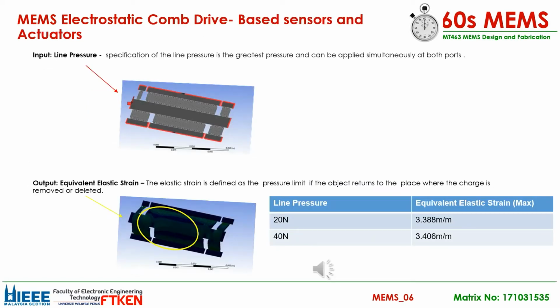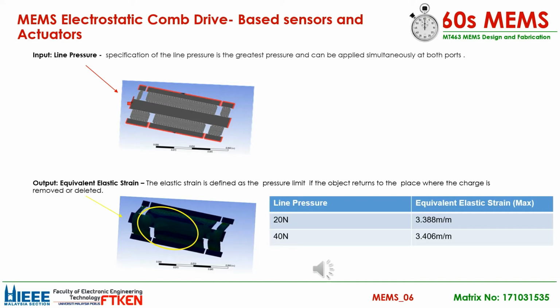So my title is MEMS electrostatic comb drive based sensor and actuator. My input is line pressure. Line pressure is a specification of a maximum pressure that can be applied to both ports at the same time. The red color one is the place where I put the line pressure.